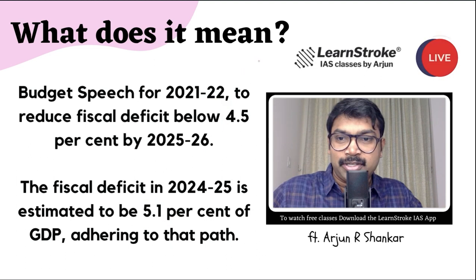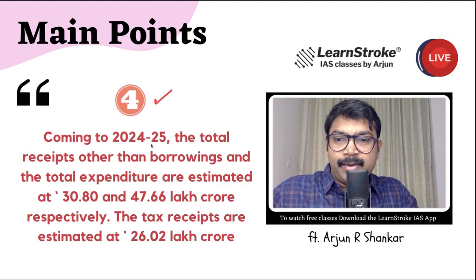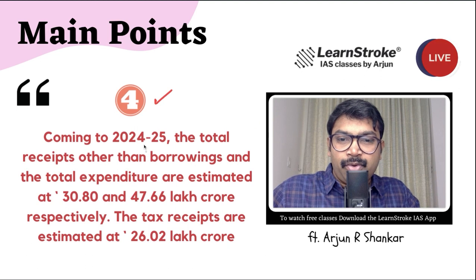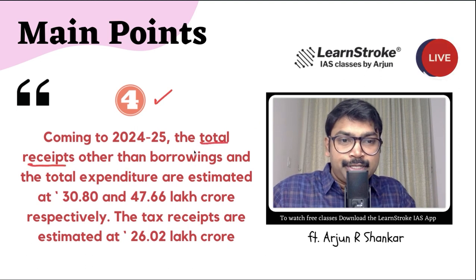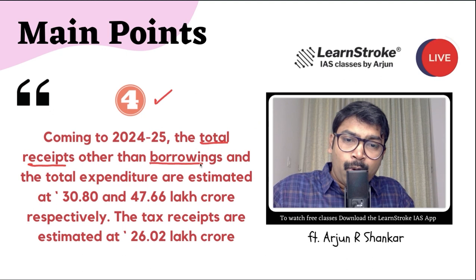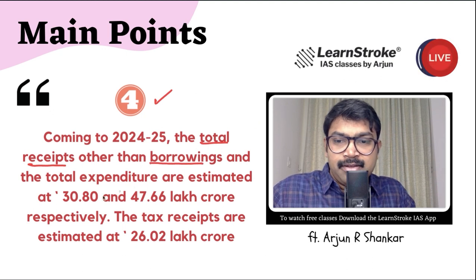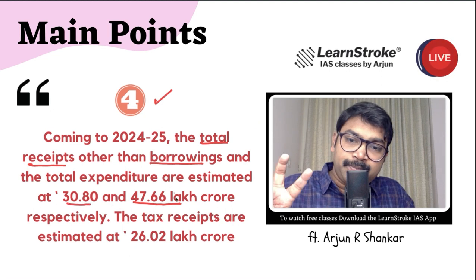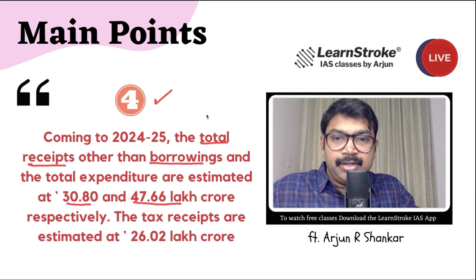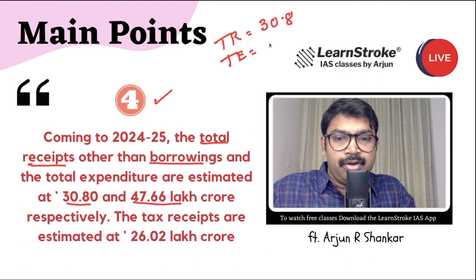So understand that concept. The next, the fourth one, is coming to 2023-24. The total receipts other than borrowing, I know you know what total receipts are, and the total expenditure is 47.6 lakh crores. So the total receipts is 30.8 lakh crores and the total expenditure, the TE, is 47. Total revenue is 30.8 lakh crores.